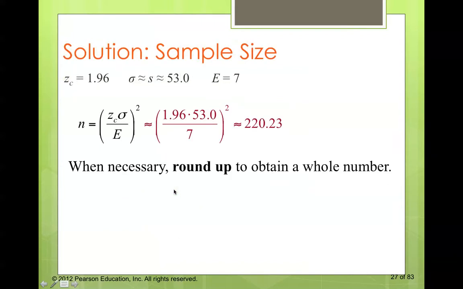And then plug it into the newly revised formula, which was just solving the error formula for n. So I know my z-score is 1.96 times my standard deviation, which is S, 53.0, divided by my error, which was 7. And then I'm going to square it. That gives me 220.23. Now, we were talking about friends. And anytime you're trying to figure out an n where you need at least this amount of people, you just always want to round up. So 221.